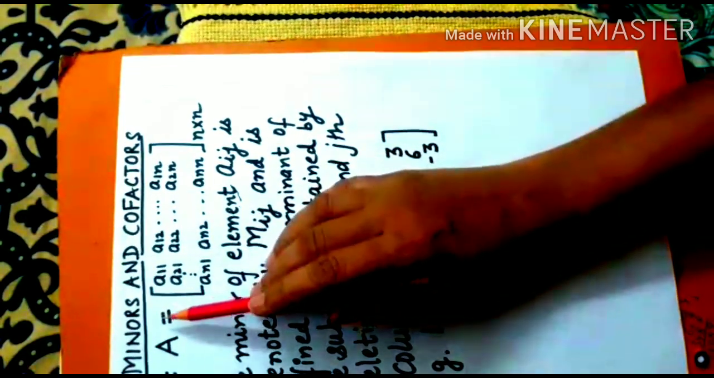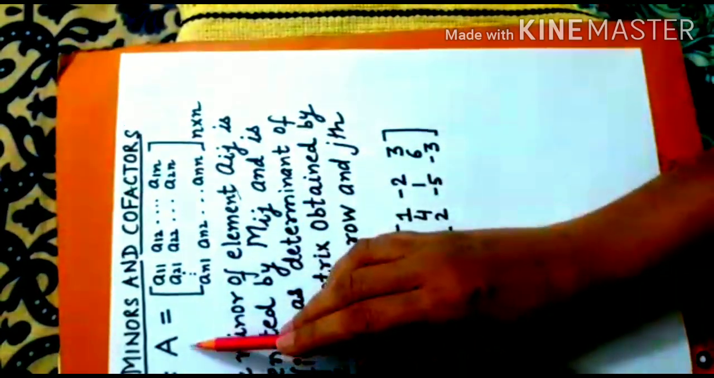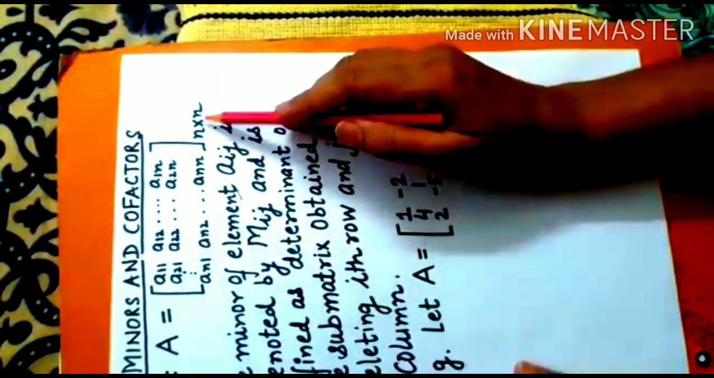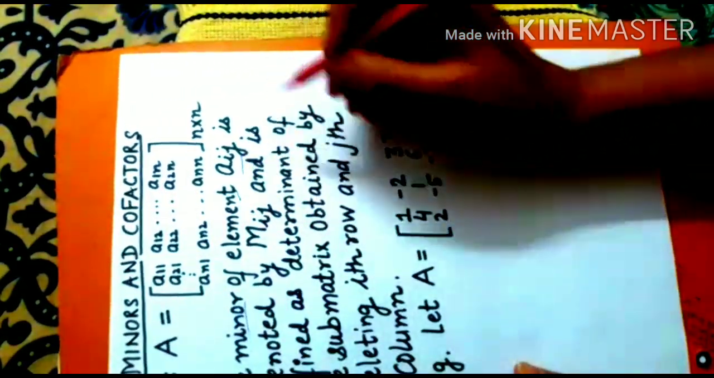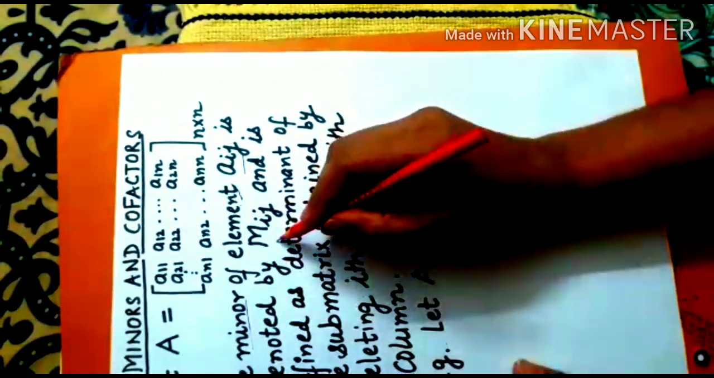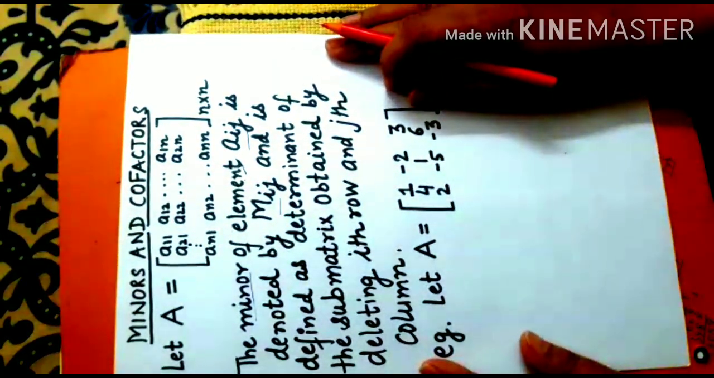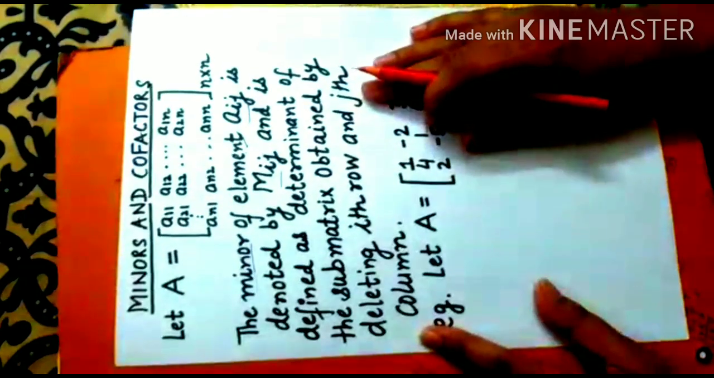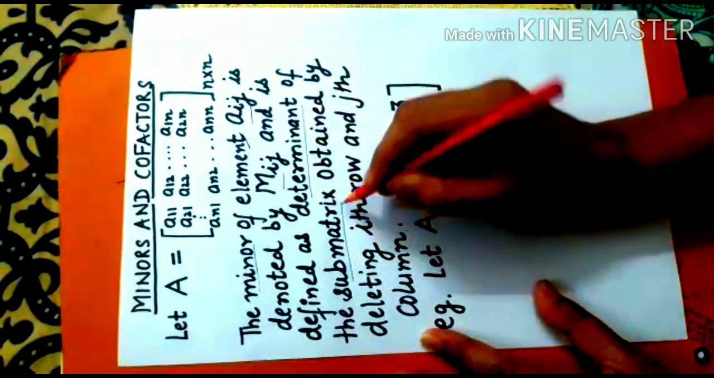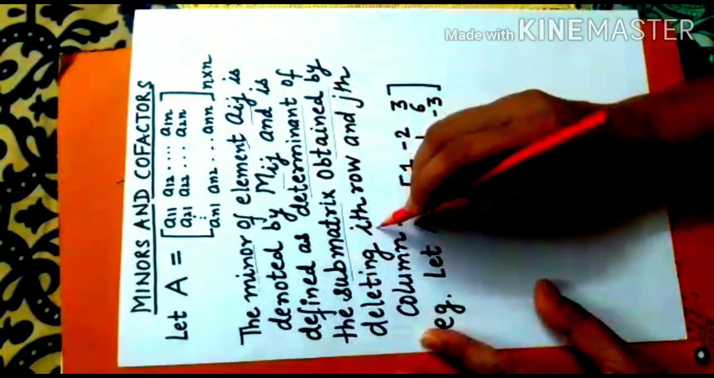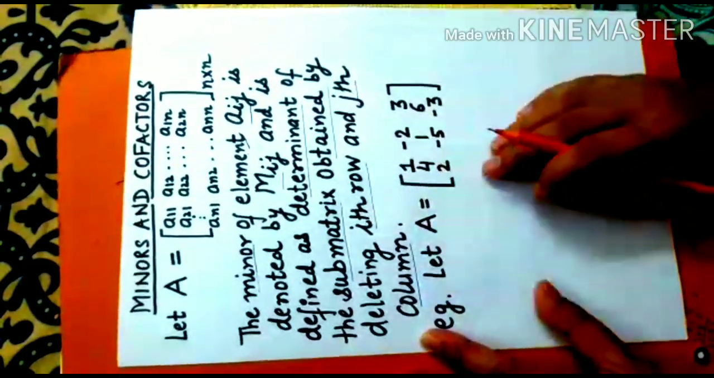Today we will discuss minors and cofactors of elements of a matrix. Let A be a square matrix of order n by n. The minor of the element Aij is denoted by Mij and is defined as the determinant of the submatrix obtained by deleting the ith row and the jth column.